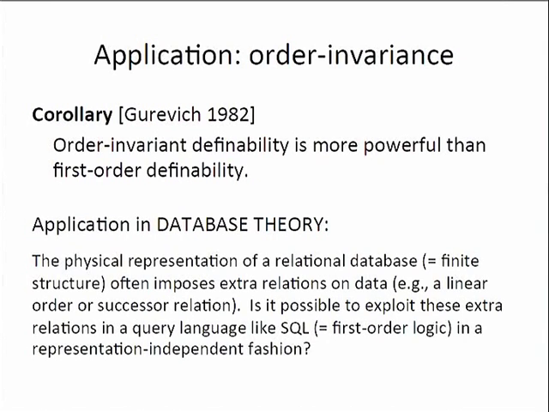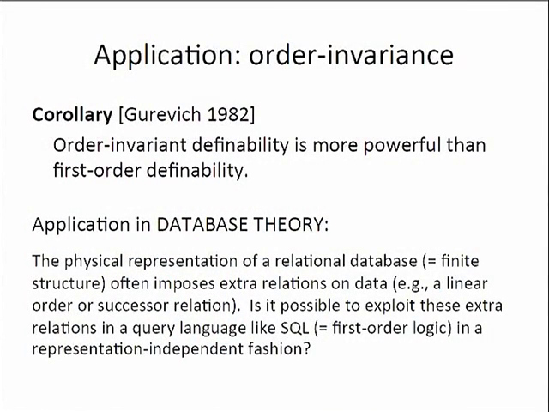In database theory, people of course consider relational databases abstractly, but in fact, any physical implementation of a relational database will impose some extra relation on the data. So for example, a linear order or some successor relation. And a question that arises is, is it possible to exploit this extra structure in some query language like SQL, which you can think of as being like first order logic, in some kind of representation independent fashion? If you're going to make use of some extra linear order imposed on your data, since that depends not on the database itself but on the representation, you want to make sure that you're not sensitive to the choice of linear order.